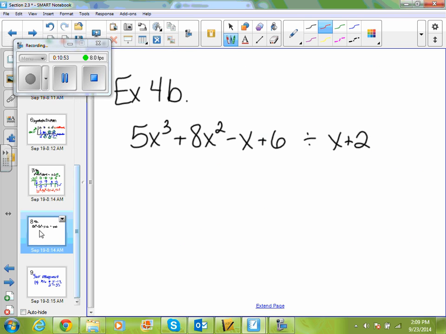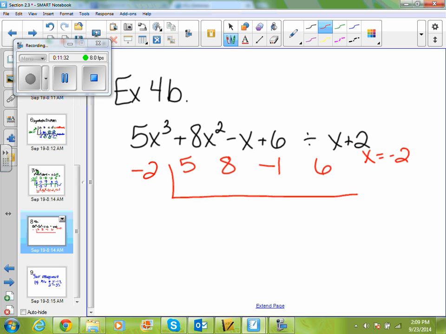Okay, let's look at another one. So we have 5x cubed plus 8x squared minus 1x plus 6, and we're dividing it by x plus 2. Let's start with my coefficients: 5, 8, negative 1, and a constant of 6. I'm not missing any terms, so I don't have to include any zeros. I'm dividing this by x plus 2, which actually means x equals negative 2, so I'm using a divisor of negative 2.